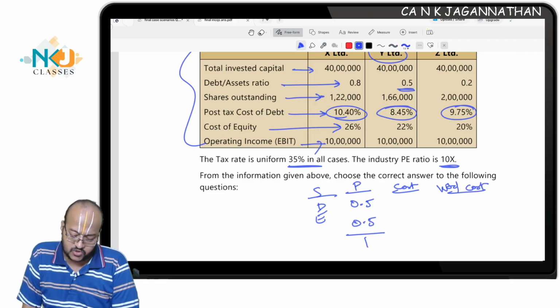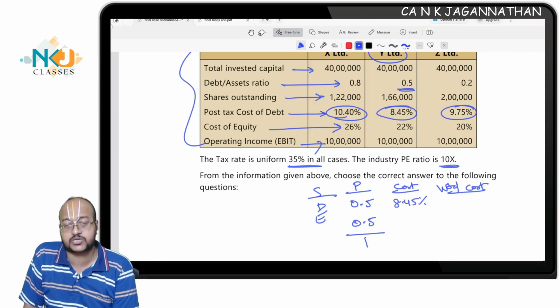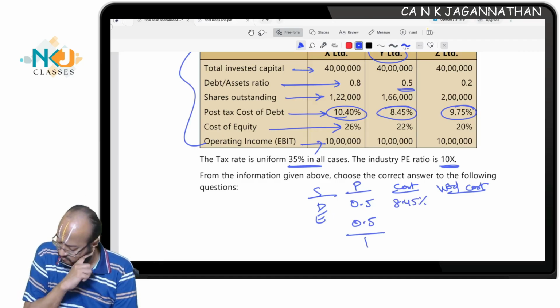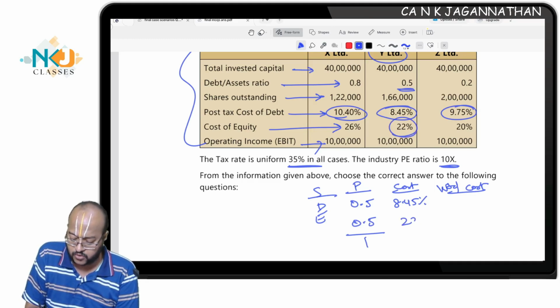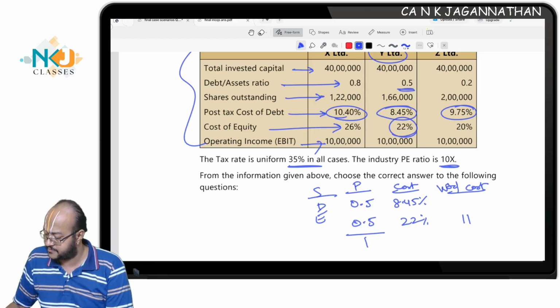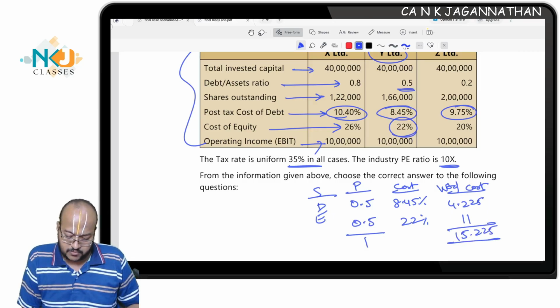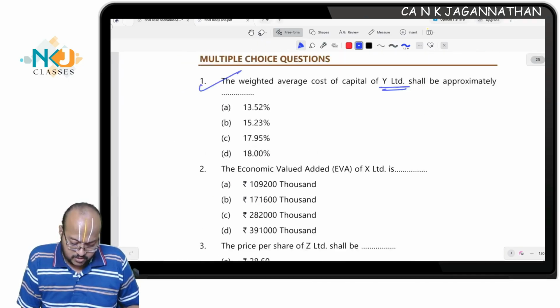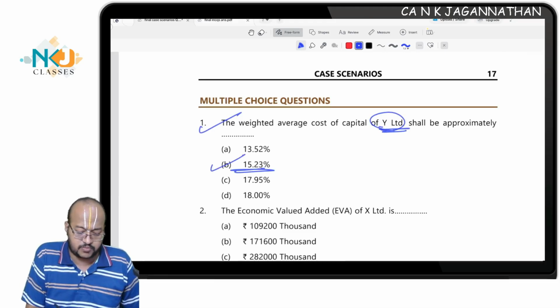How much is the cost here? Let's say cost of debt is 8.45. Here you need to take post-tax cost of debt. I told you post-tax cost of debt will be used, and equity 0.5. What is the cost of equity? K is how much? 22%. Now 22 into 0.5, 11%. 8.45 into 0.5, how much is that? 4.225. So 15.225, this is what I'm getting. Y limited, weighted average cost, yes, Y limited 15.23. B should be the solution.